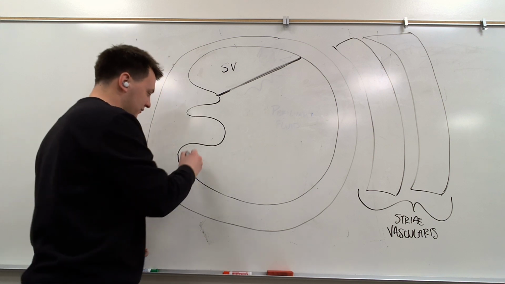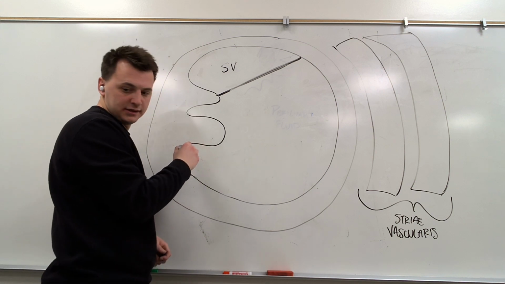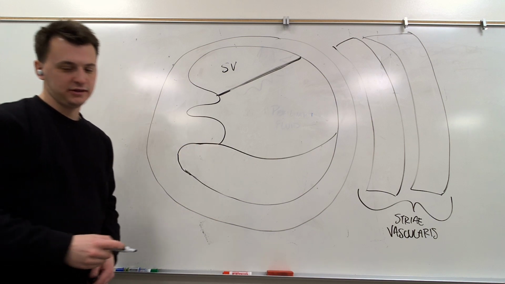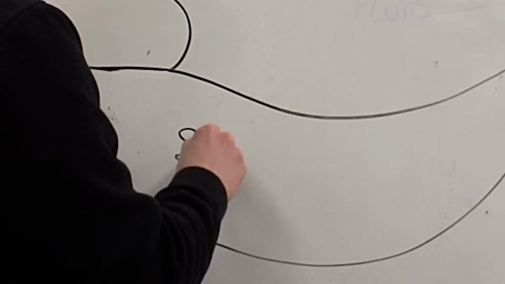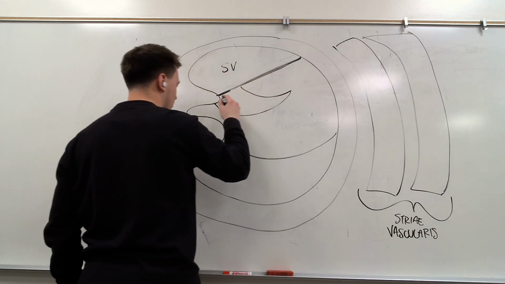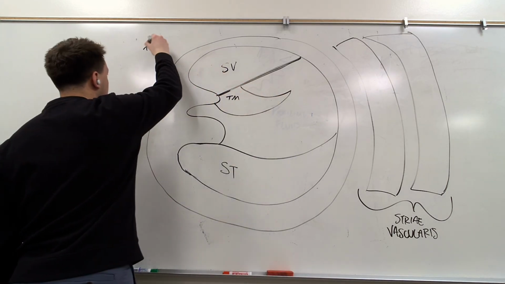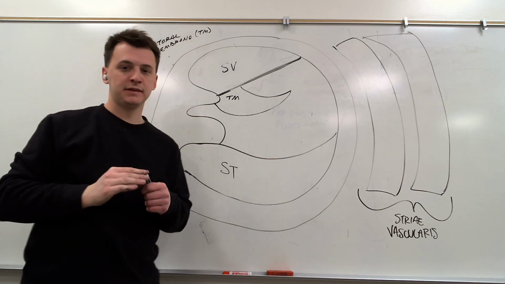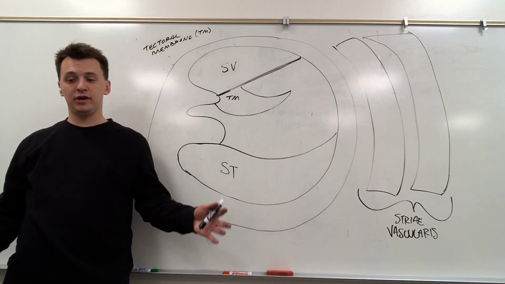And then we also kind of have this thing going on here, and that's called the ST. I have this thing right here. It's called the tectorial membrane. So this is kind of what's going on within the ear.